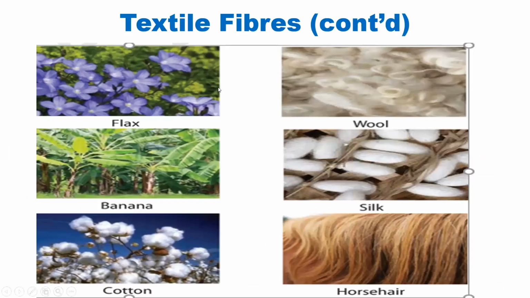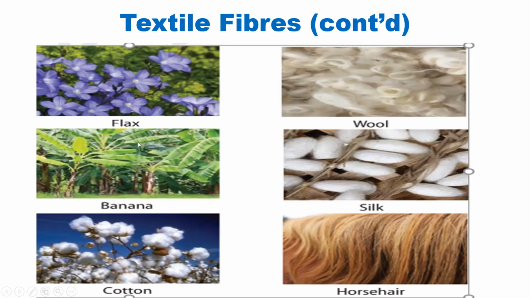Okay, so we have textile, the examples. This one is the flax fiber. Example of the linen. We get linen from flax, as I said already. So these are the fibers. Then we can also get some from banana or plantain.